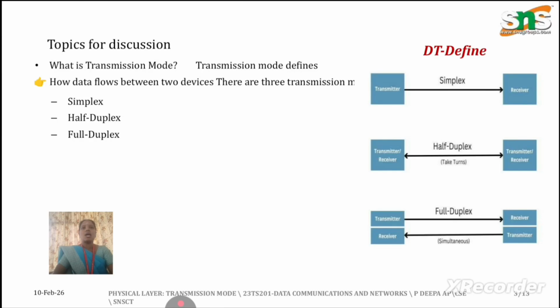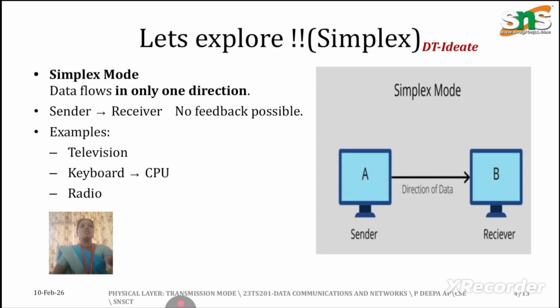One important concept handled by the physical layer is the transmission mode. The transmission mode expresses how data flows between two communication devices. In other words, it defines the direction of the data flow and whether both devices can communicate at the same time or not. Based on this, the transmission modes are classified into three types: simplex, half duplex, and full duplex. These modes help us understand how different communication systems work in real life.